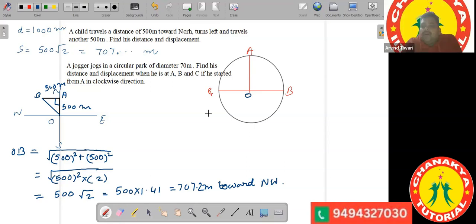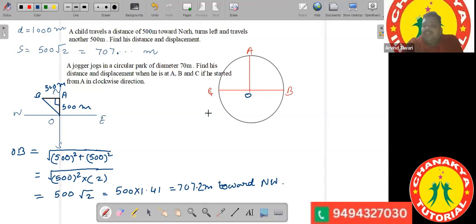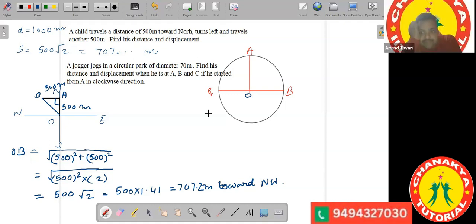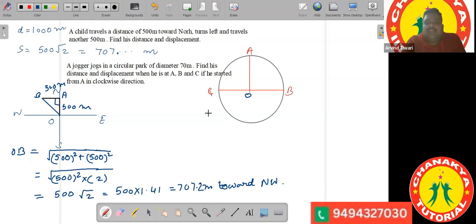Okay, so Aman, if I start from A in the clockwise direction, where will I reach? The point B or point C? Point C. Point C, right. Sorry, sir. Clockwise? Point B. Point B. You will be reaching at point B. Yeah. That is the clockwise direction.